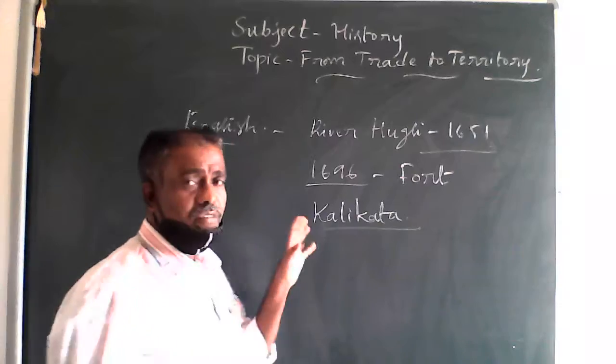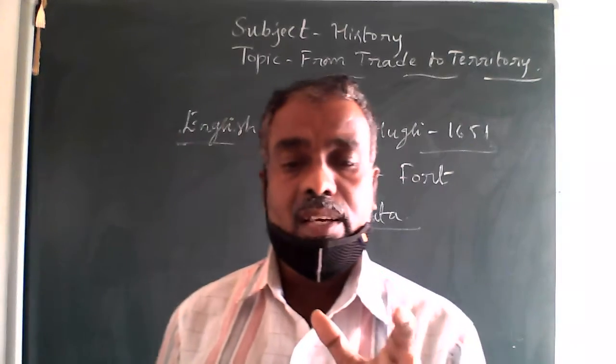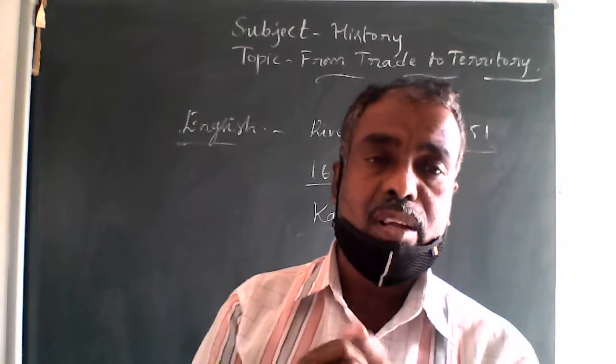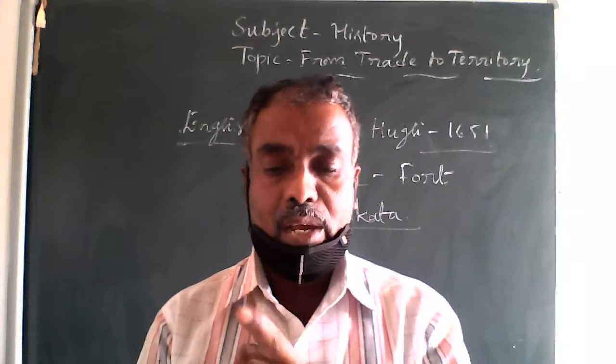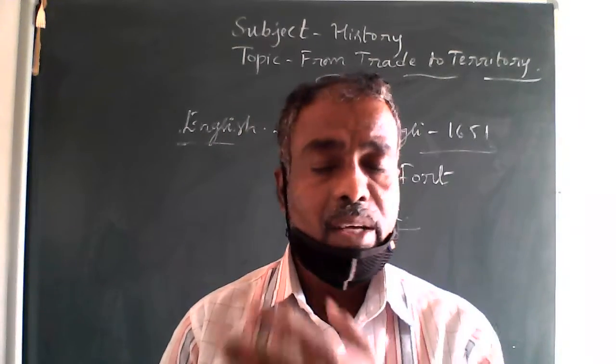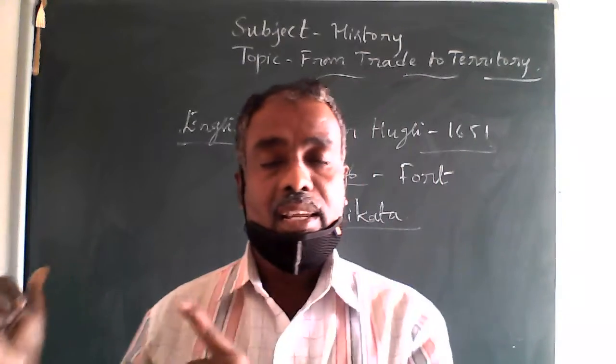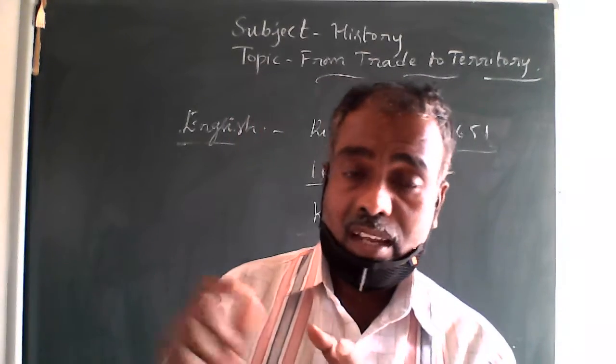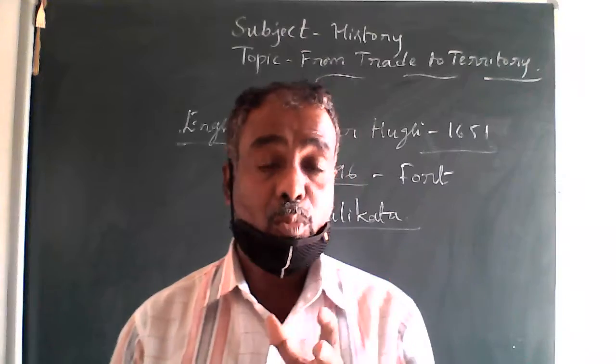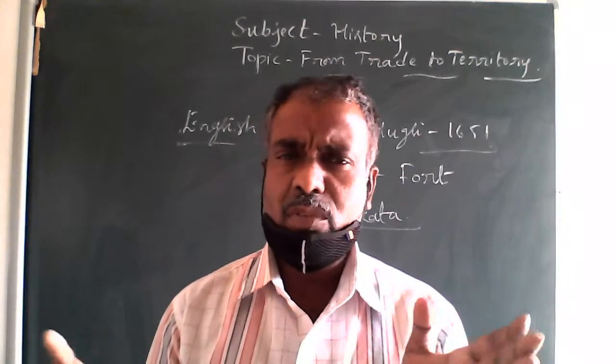So out of that, the zamindari rights over three villages were given by the bribed Mughal officials. One of those villages was named Kalikata. Understood now? So this Kalikata is there now. What is the name of the village? Kalikata.